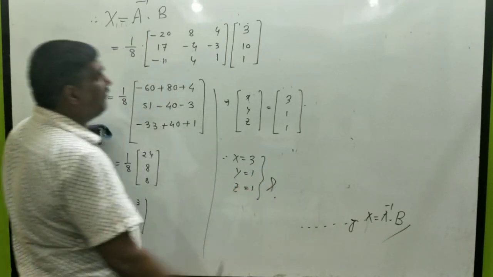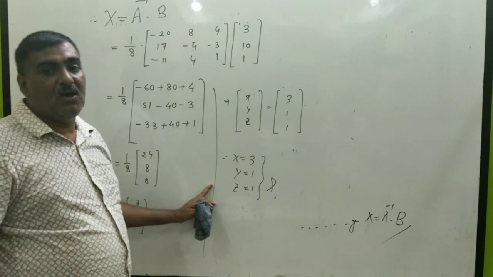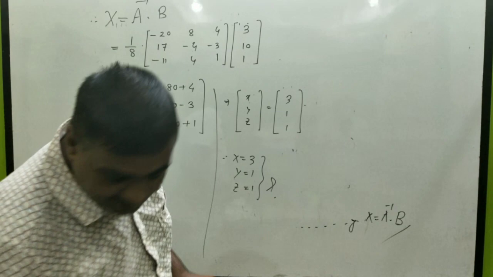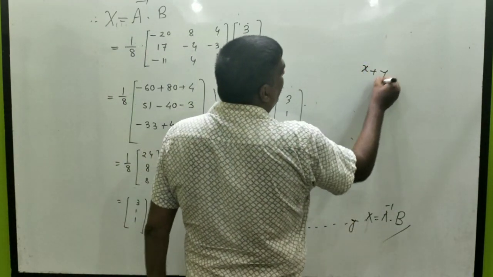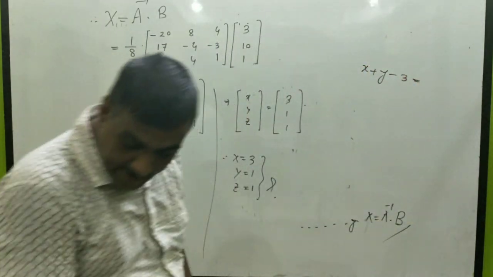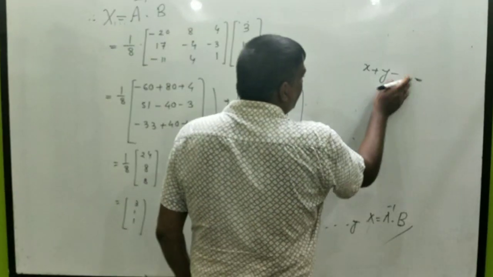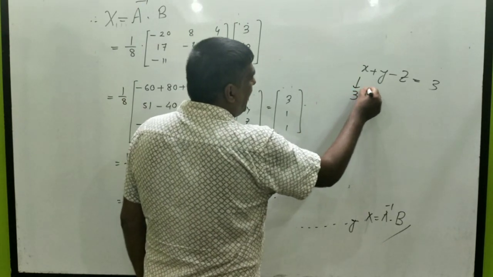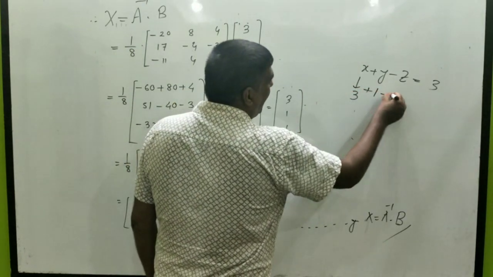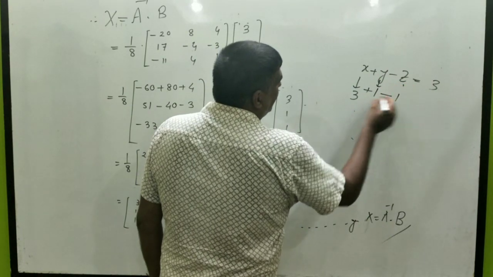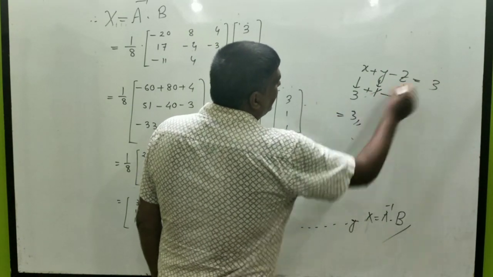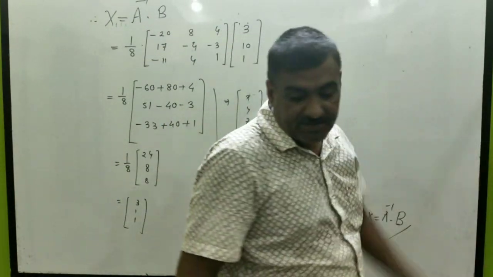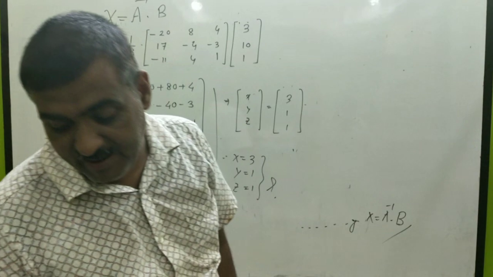Clear? Now look, whether the answer is right or wrong, we verify by putting it in any equation. What was your first equation? x plus y minus z equals 3. So the value of x is 3, plus the value of y is 1, minus the value of z is 1. So this gives 3: left hand side equals right hand side, so it is true. Clear? Solve any simultaneous equations by the matrix method.